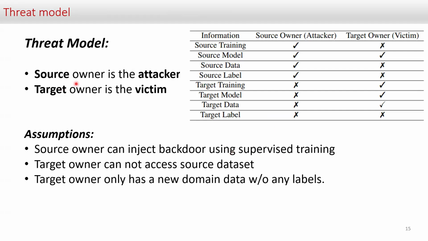Our threat model's assumption is that the source owner is the attacker who can access the source training, source model, and source dataset, and has labels, but cannot touch the target training, target model, target data, or target labels. On the other hand, the target owner, who is the victim or the defender, cannot access the source training, can access the source model where the target training starts, cannot access the source dataset or labels, and can access the target training model and dataset, but again, they don't have any labeled data.